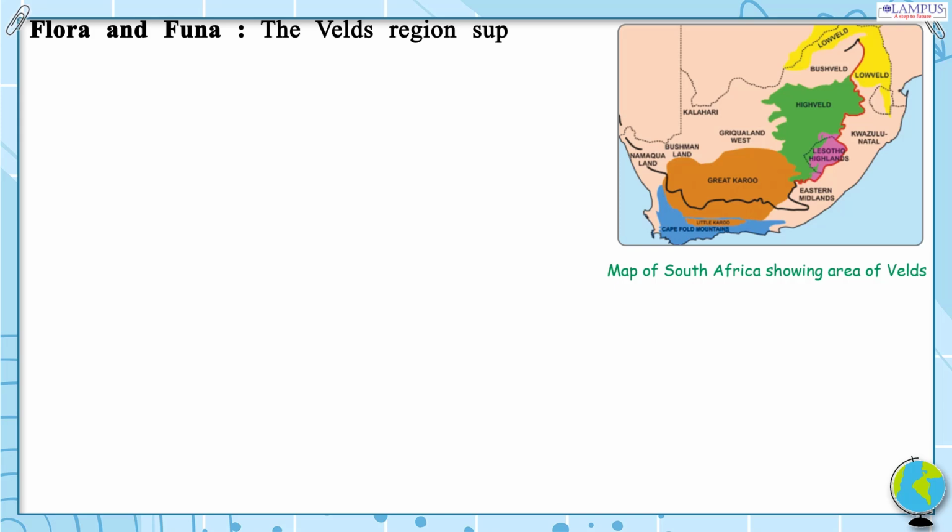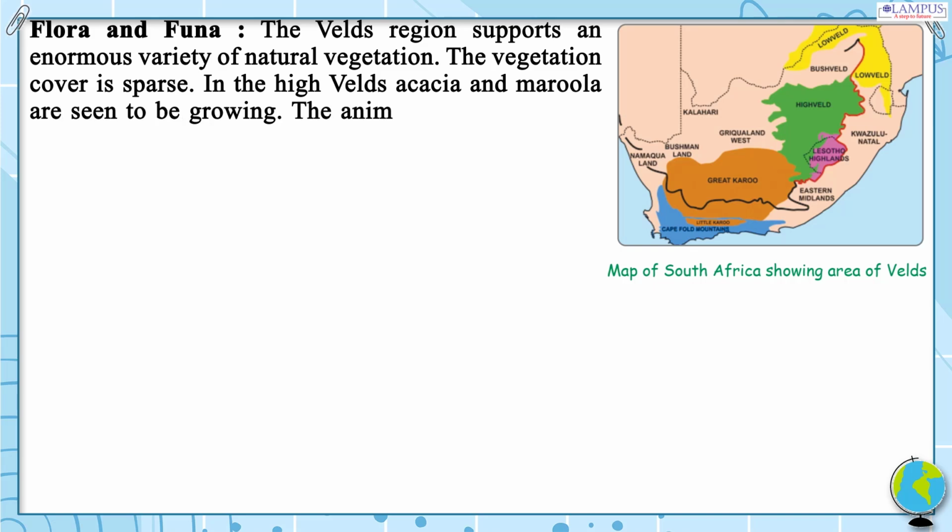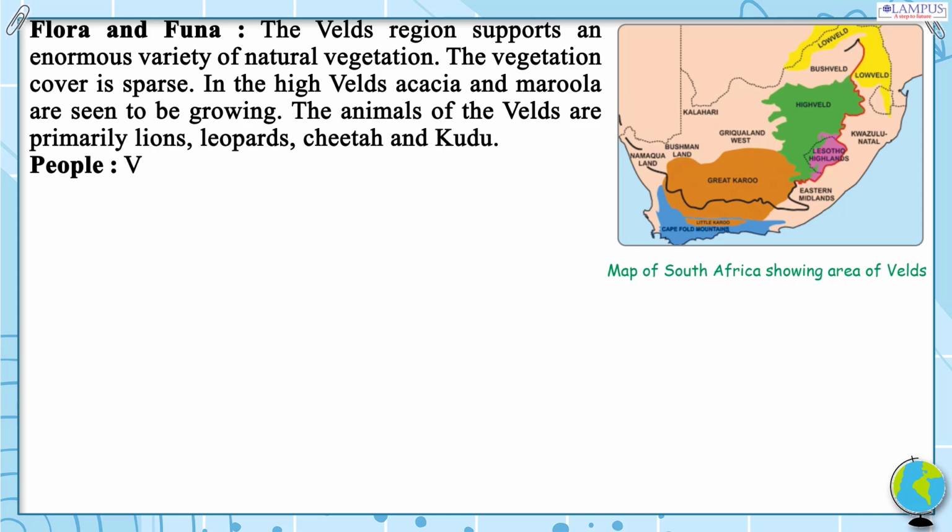The velds region supports an enormous variety of natural vegetation. The vegetation cover is sparse. In the high velds, acacia and marula are seen to be growing. The animals of the velds are primarily lions, leopards, cheetah and kudu.